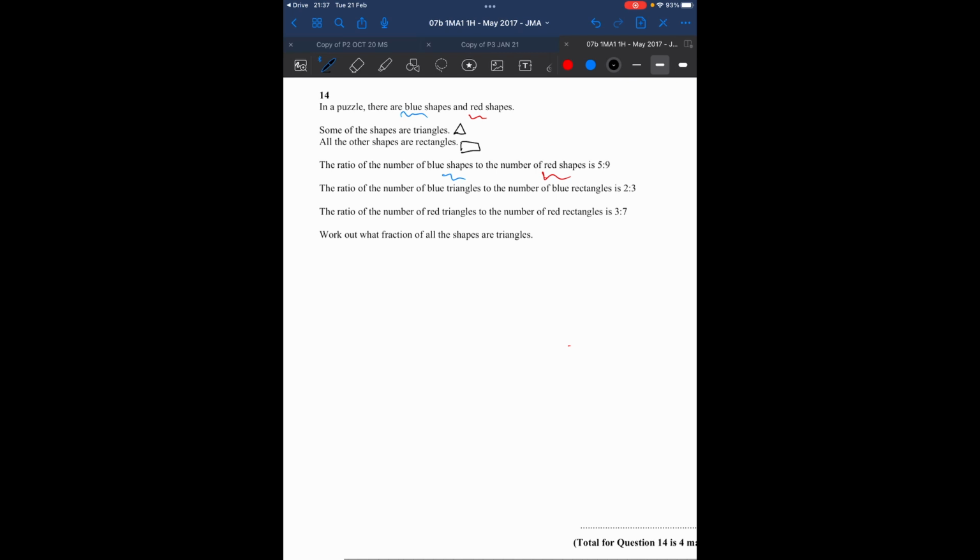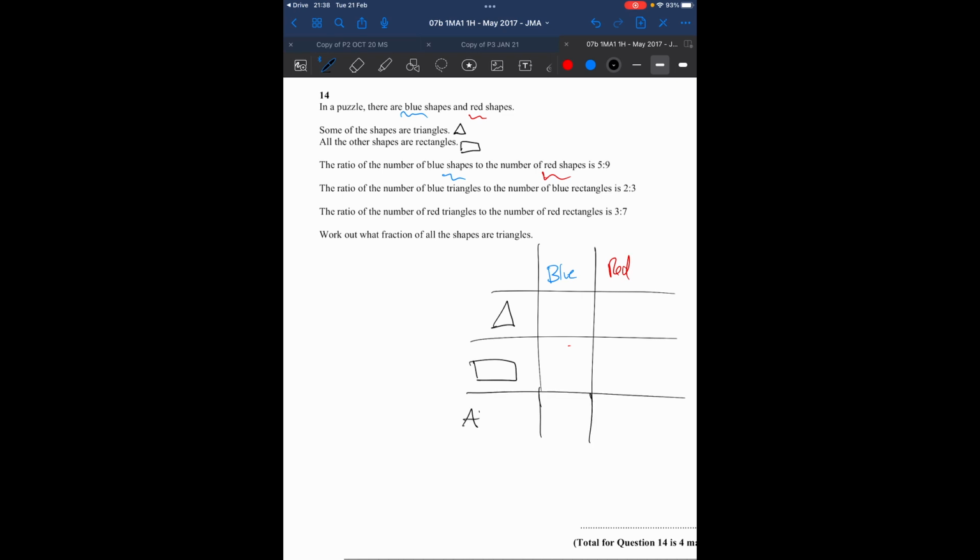We're in danger here of getting really overwhelmed with the information. So before we go too much further, I'm going to try and represent this information somehow. And the way I'm going to do it is I'm going to say blue, red. I'm going to make one of these grids again. So triangles, rectangles, and I'm also going to do another column here, and this is for all shapes.